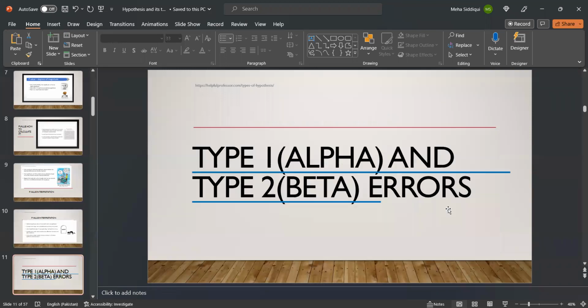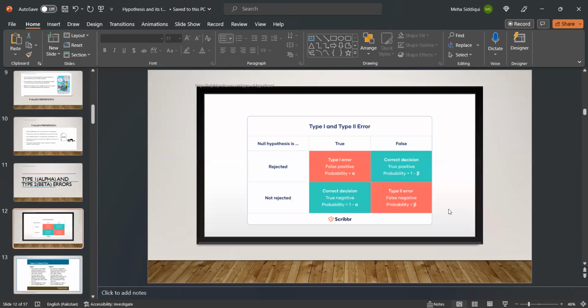Now, type 1 error and type 2 error, also known as alpha and beta errors, respectively. So type 1 error is the error when we reject the null hypothesis when it is true. And type 2 error is the probability of accepting or not rejecting the null hypothesis when it is false.